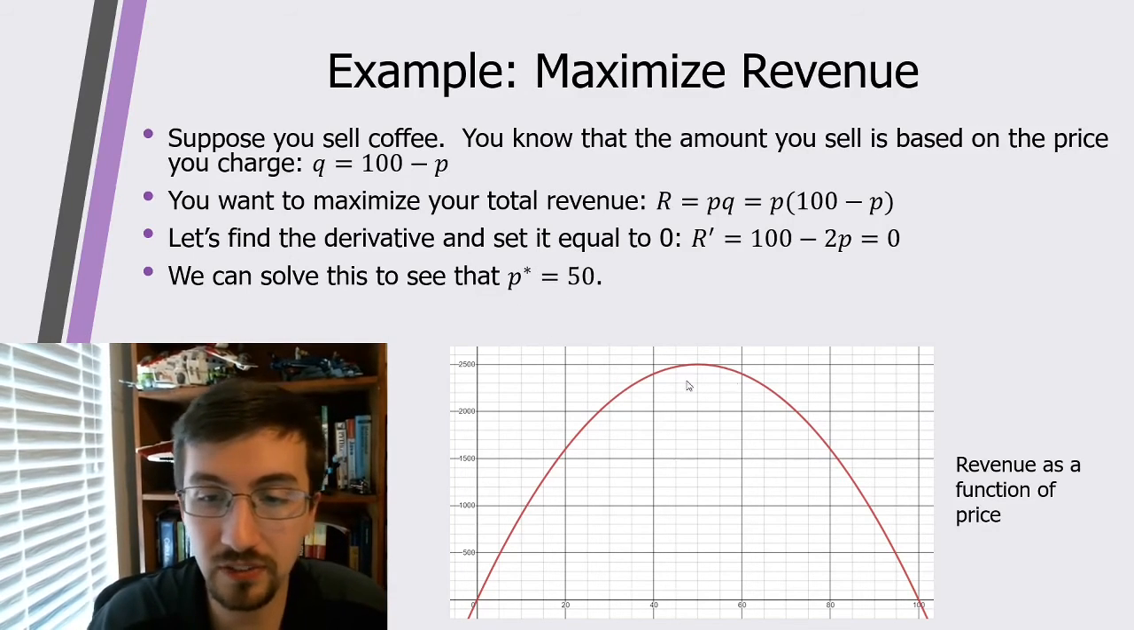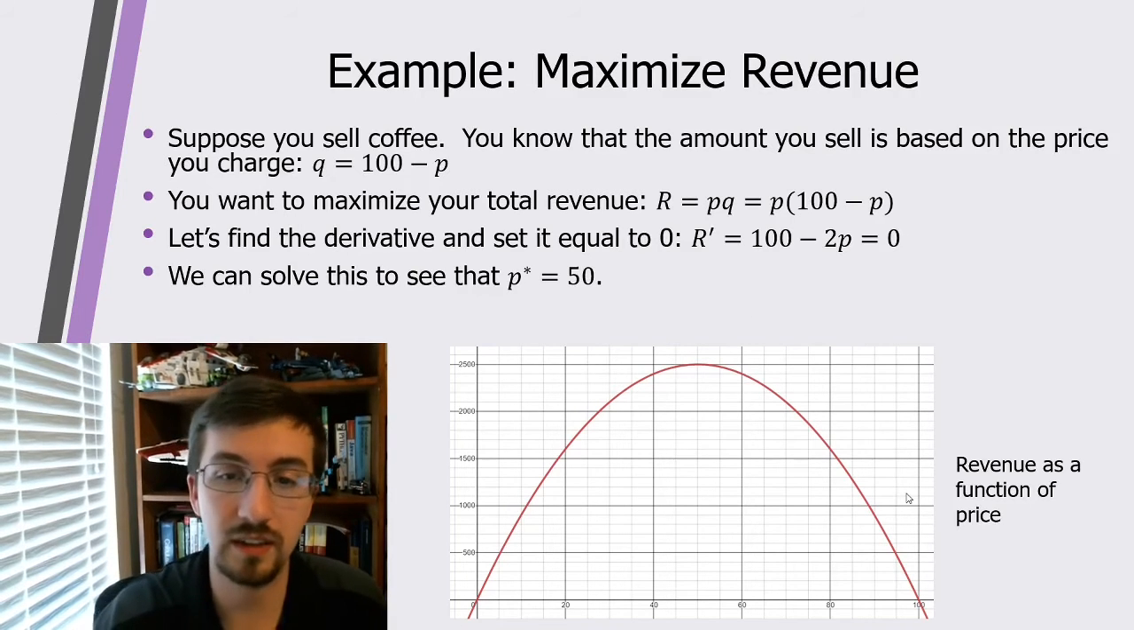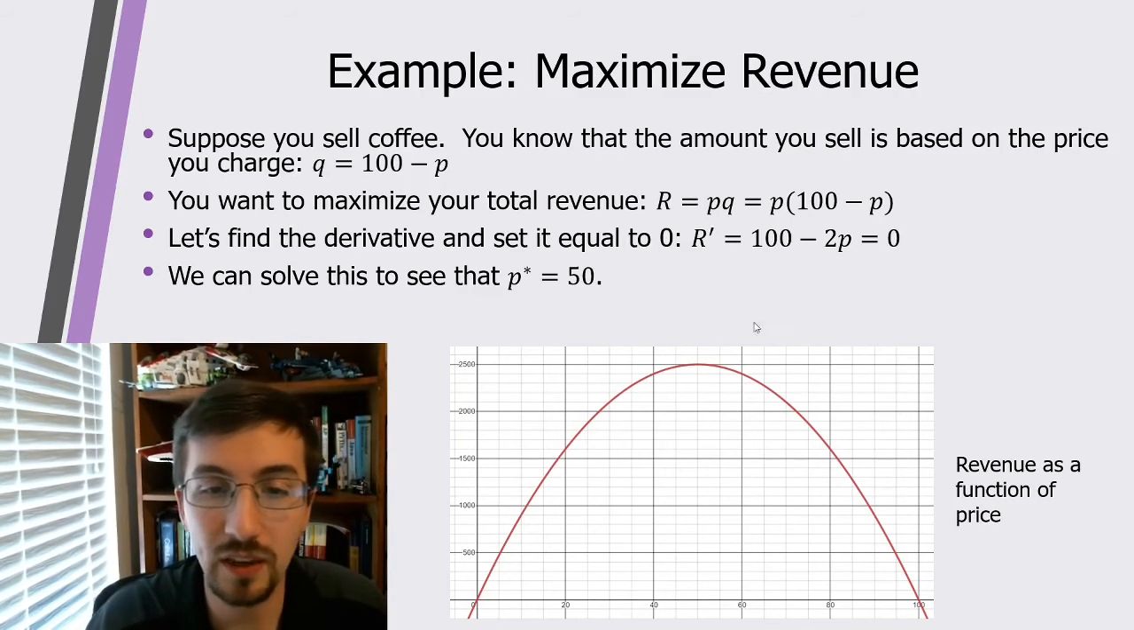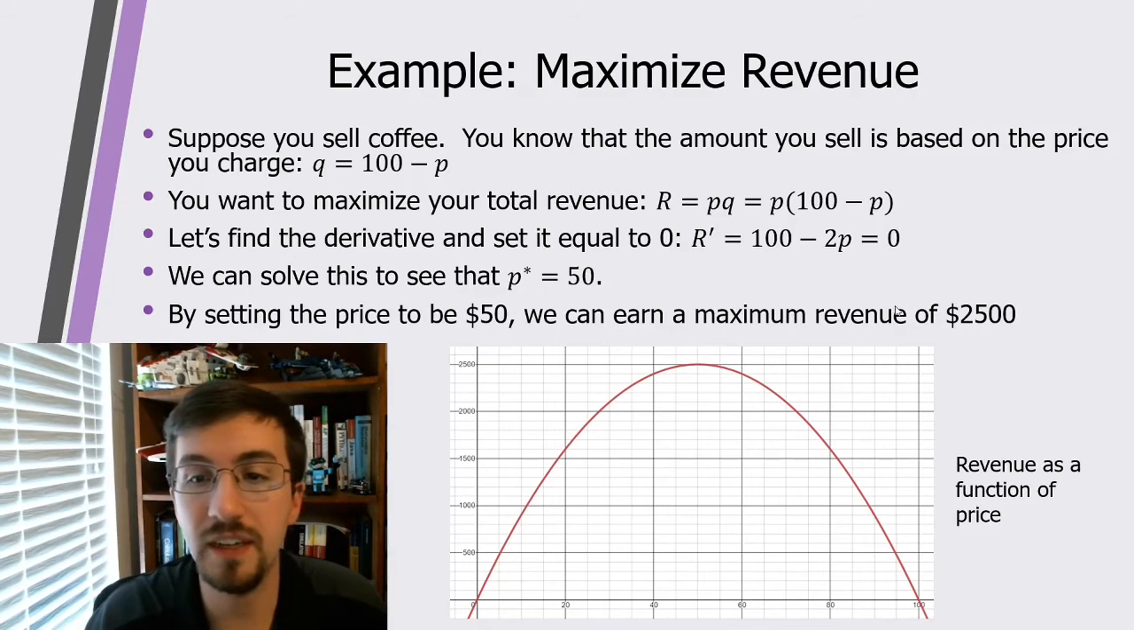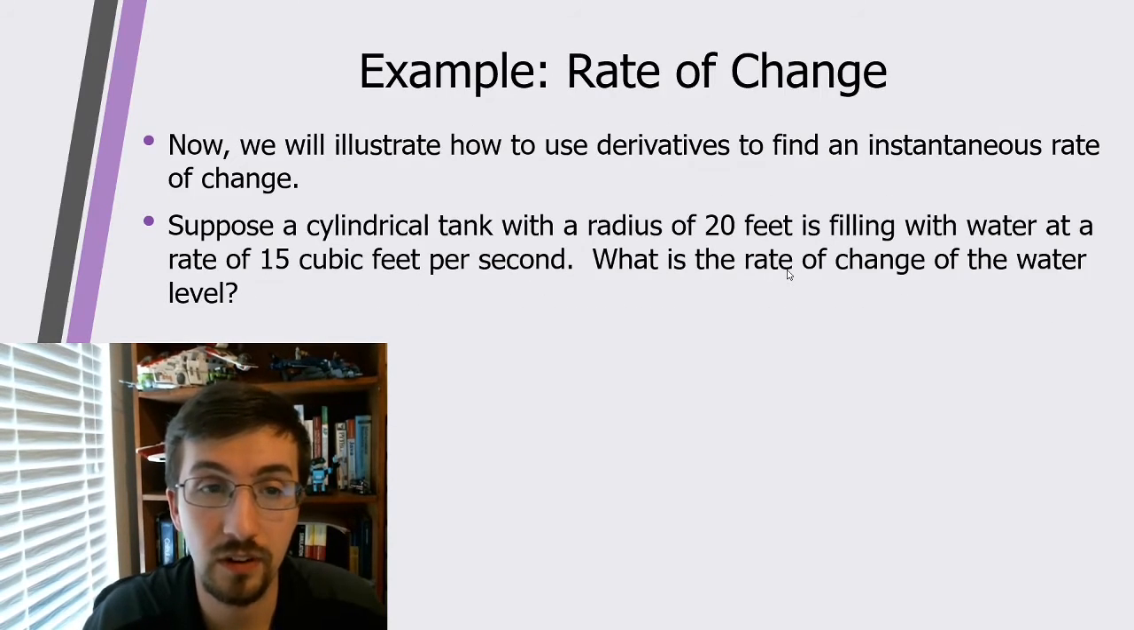And we can see based on this curve, because it's concave down, that this is indeed a maximum point. So by setting the price to 50, we can earn that maximum revenue of $2,500.